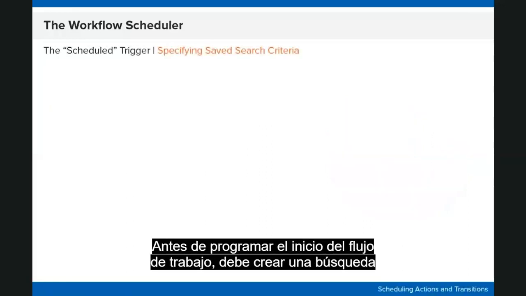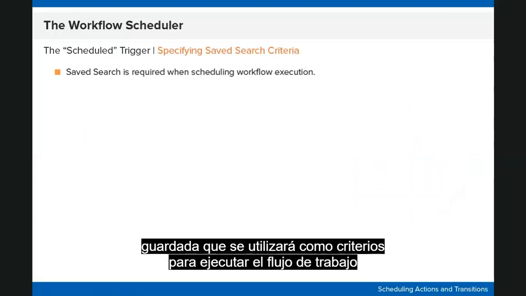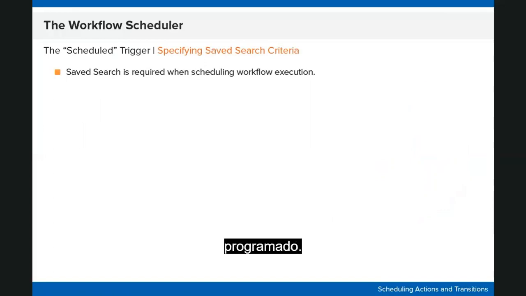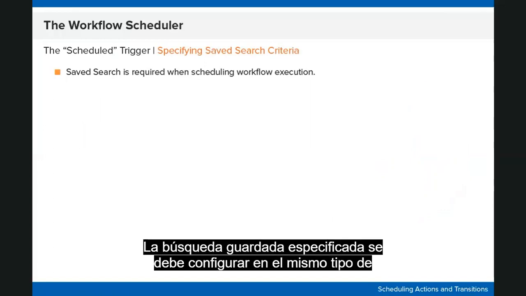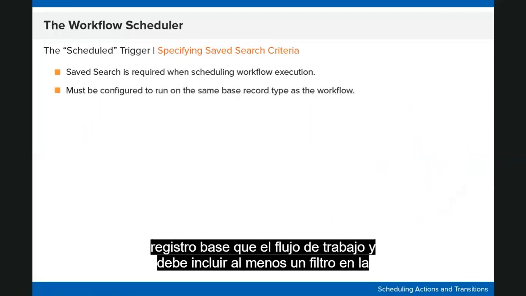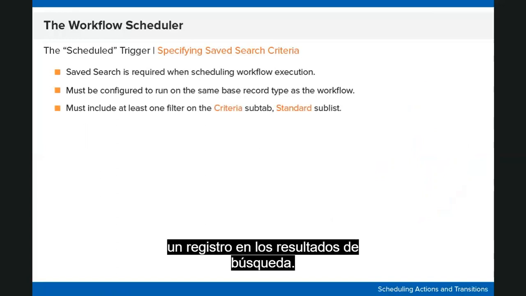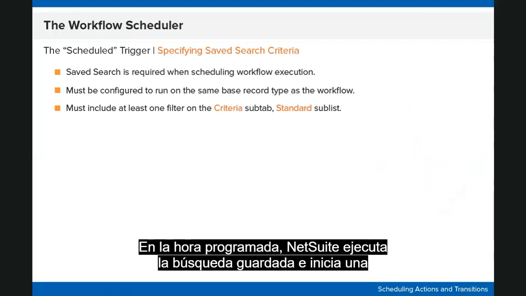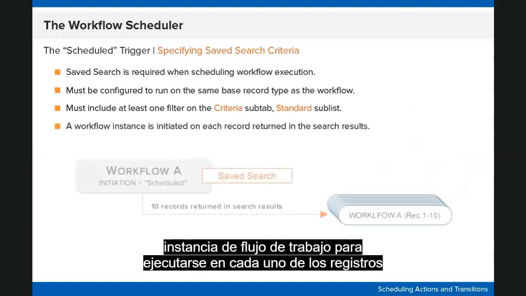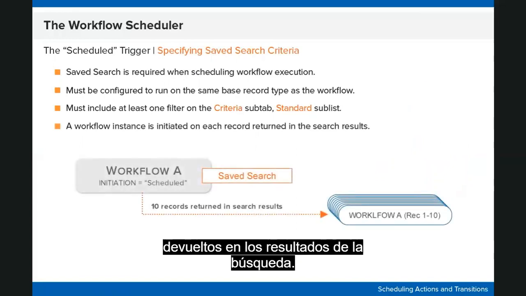Before scheduling workflow initiation, you must create a saved search which will be used as the criteria by which to execute the scheduled workflow. The specified saved search must be configured on the same base record type as the workflow, and it must include at least one filter on the Criteria subtab Standard Sublist to ensure at least one record is returned in the search results. At the scheduled time, NetSuite runs the saved search and initiates a workflow instance to run on each of the records returned in the search results.